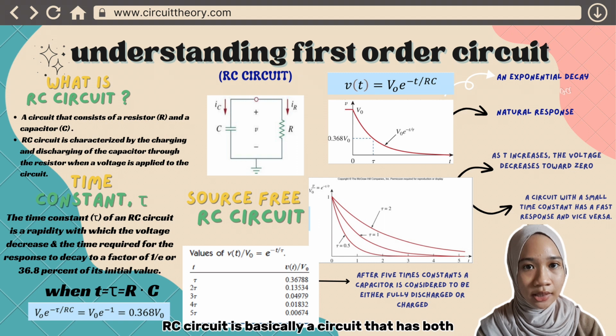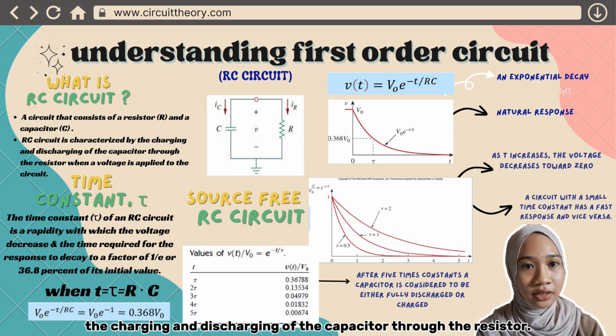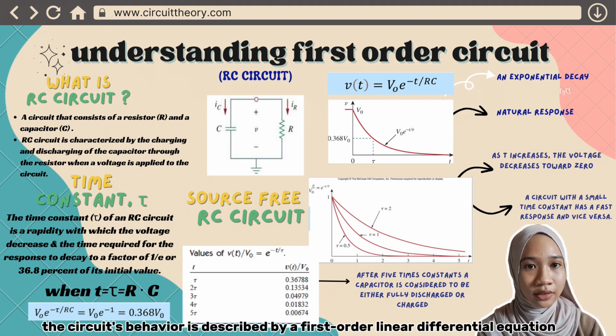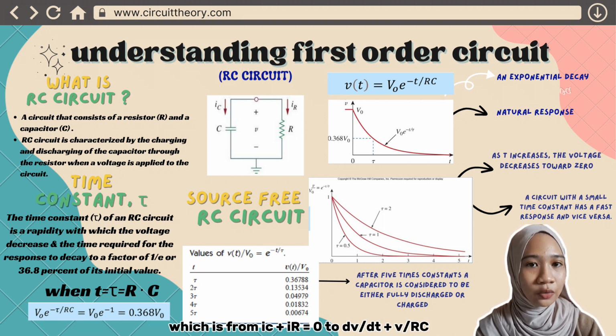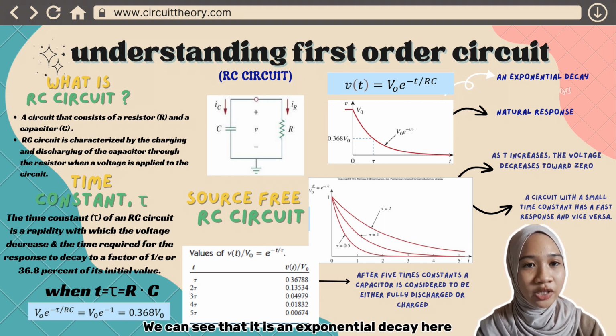RC circuit is basically a circuit that has both resistor and capacitor and characterized by the charging and discharging of the capacitor through the resistor. The term first order refers to the fact that the circuit's behavior is described by a first order linear differential equation, which is from IC plus IR equals to 0 to dV over dt plus V over RC, that we further derive until we get Vt equals to V naught exponent to the power of negative T over RC. You can see that it is an exponential decay here.